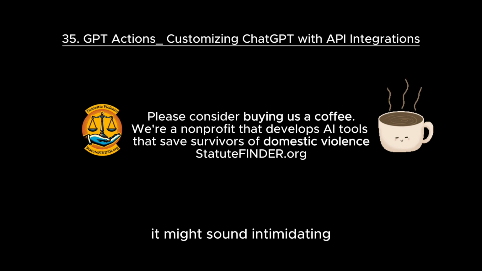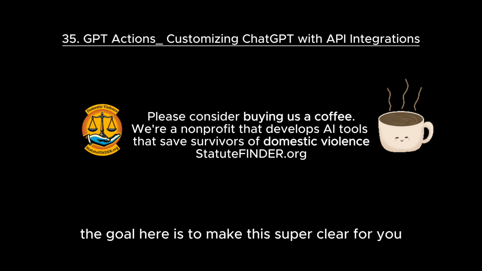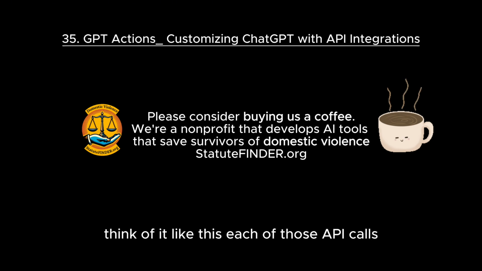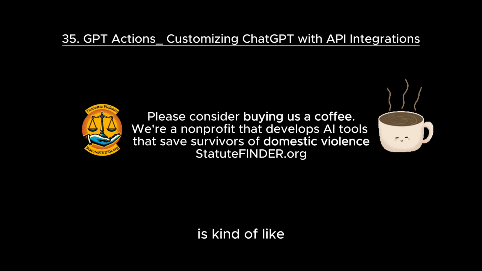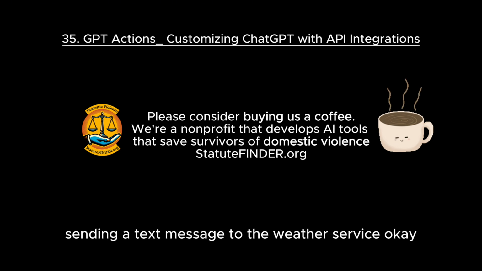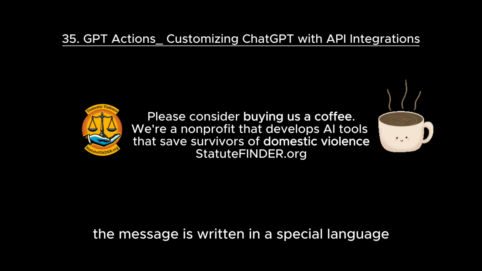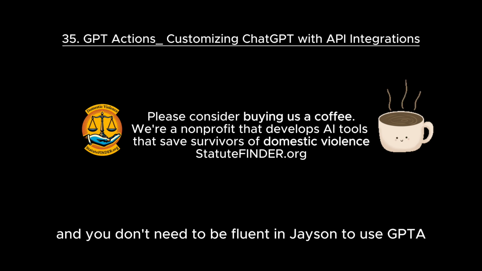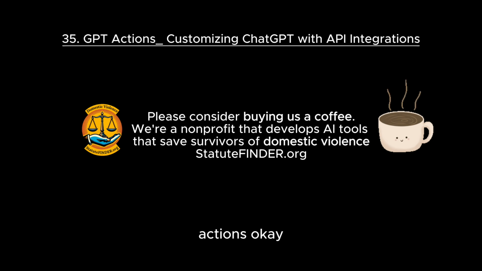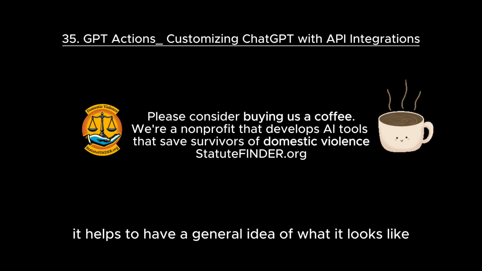It might sound intimidating, but remember, the goal here is to make this super clear for you. Think of it like this. Each of those API calls is kind of like sending a text message to the weather service. Okay, I can picture that. What's in the message? The message is written in a special language that computers understand called JSON. And you don't need to be fluent in JSON to use GPT actions, but it helps to have a general idea of what it looks like.